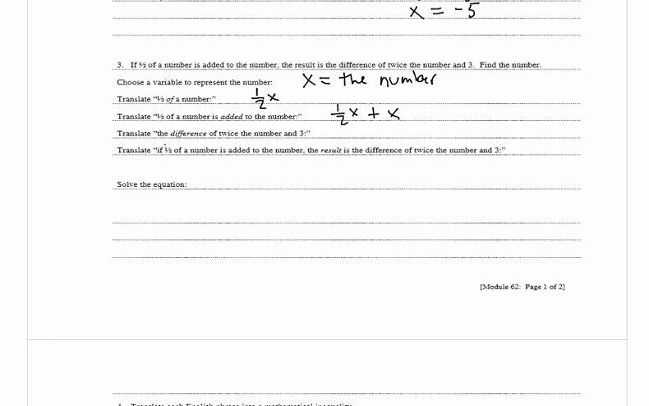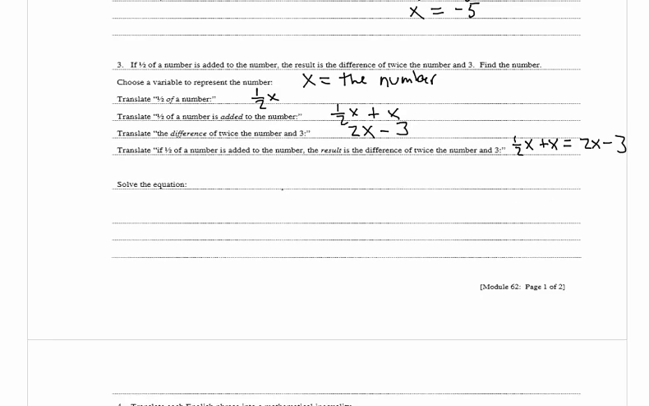And now we want to translate the difference of twice the number and 3. And difference is going to suggest subtraction. So we're going to have the difference of twice the number. Twice the number is 2x. And then we want to subtract 3. And now it wants us to translate if 1/2 of the number is added to the number, the result is the difference of twice the number and 3. So we're going to combine the two steps above. So we're going to have 1/2 x plus x is equal to 2x minus 3.